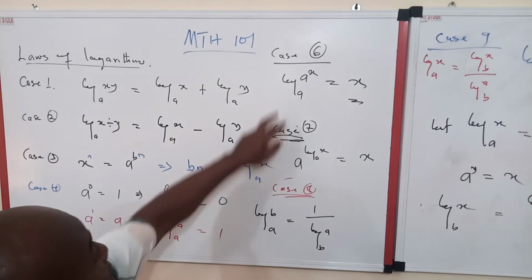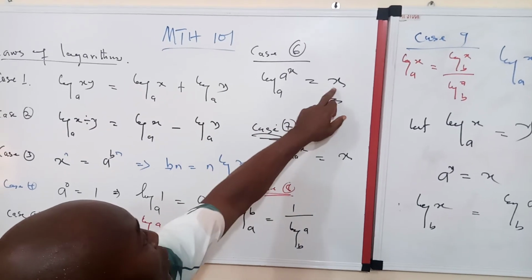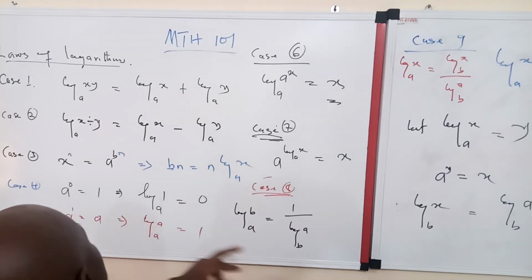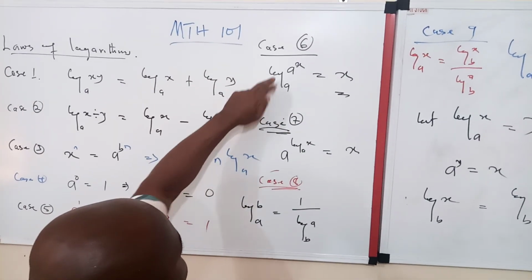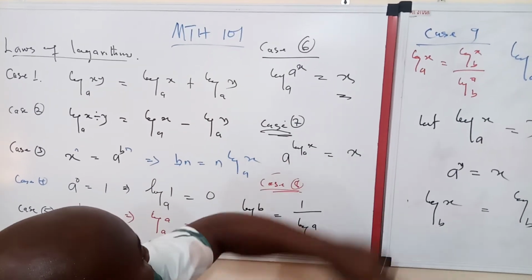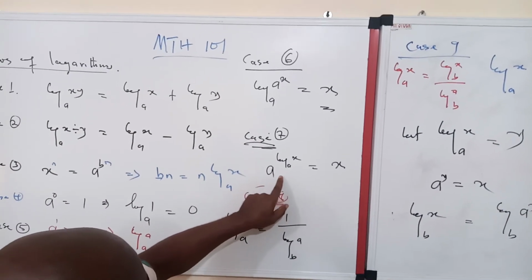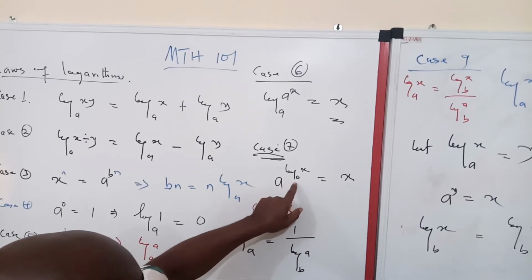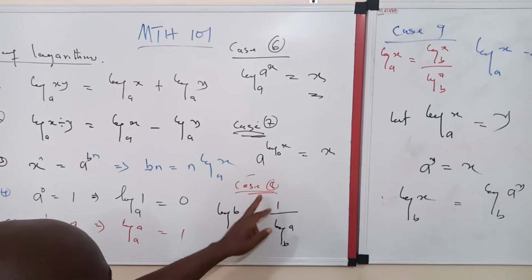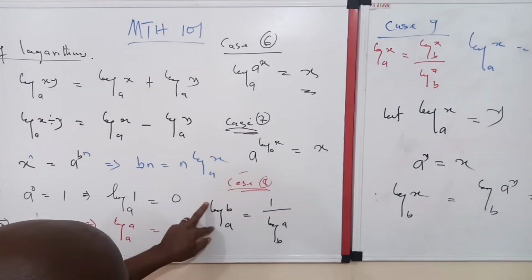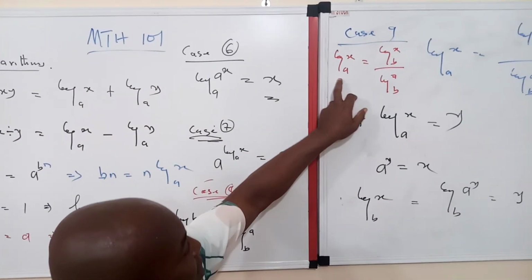For case 6, we have said that the log of a number raised to a power is equal to that power, which is also similar to what we have done, where we used some identity when we were simplifying. For case 7, if we have an expression where the power itself is a log, then the resulting answer is this. For case 8, if we have an expression of this kind, you can also rewrite it in this kind. Case 9, this is what we have.